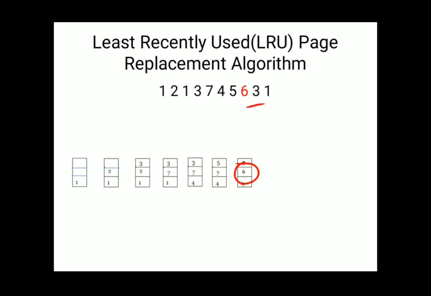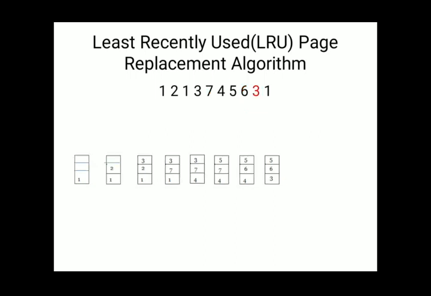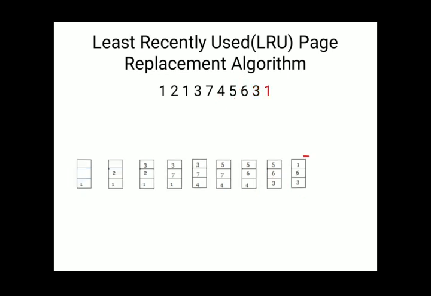Next element is 3. So 3 is to be inserted in the place of 4. Because 6 is inserted before 3, and before 6 we inserted the 5, but before 5 we inserted the 4. So 4 was inserted a long time ago, so we have to place 3 in the place of 4. In place of 4 we inserted 3, and the last element is 1, so we have to replace the page 5.